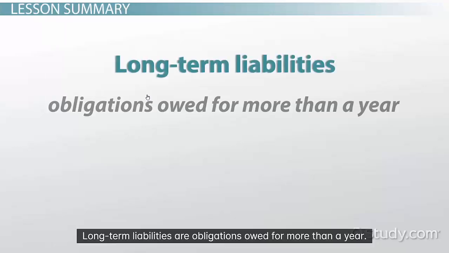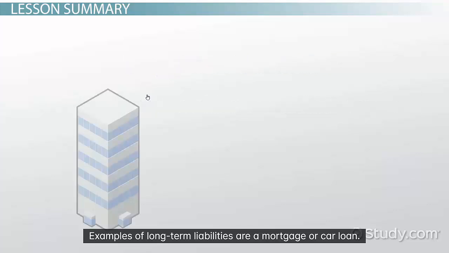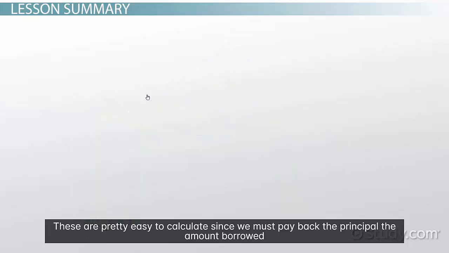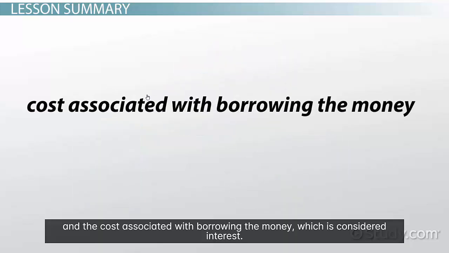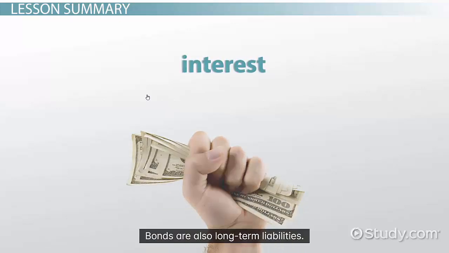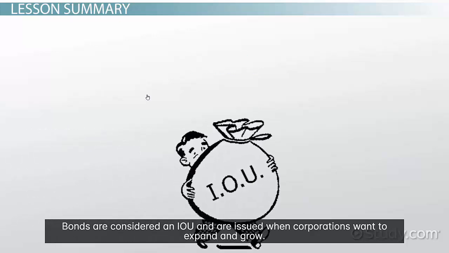Long-term liabilities are obligations owed for more than a year. Examples of long-term liabilities are a mortgage or car loan. These are pretty easy to calculate since we must pay back the principal, the amount borrowed, and the cost associated with borrowing the money, which is considered interest. Bonds are also long-term liabilities.